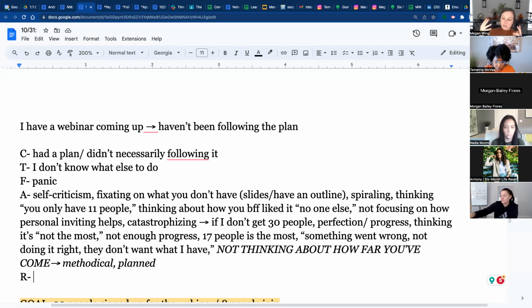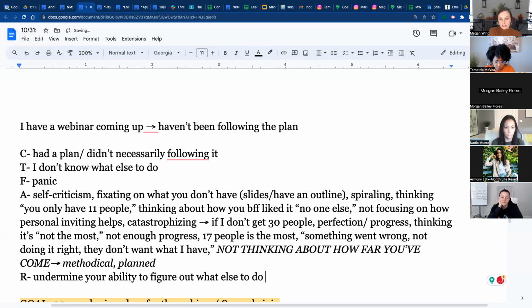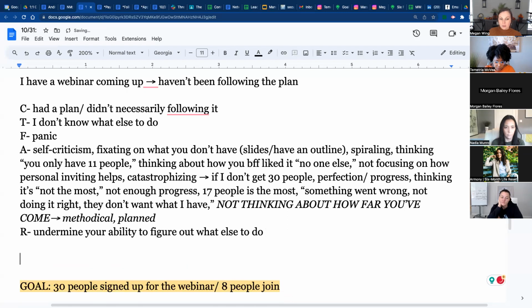So what happens is when you're not problem solving from that mindset, you undermine your ability to figure out what else to do. Those thoughts about they don't know what I have, it's like, people don't know what they want. We tell them. Hey, do you want to join this mastermind? It's 6 weeks and it's going to take you through the end of the year.